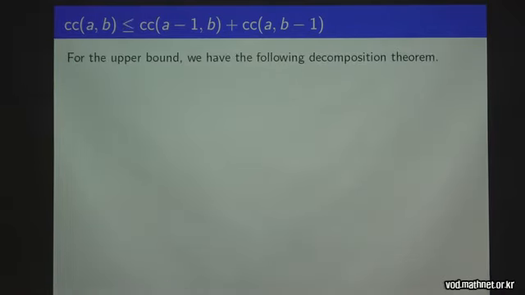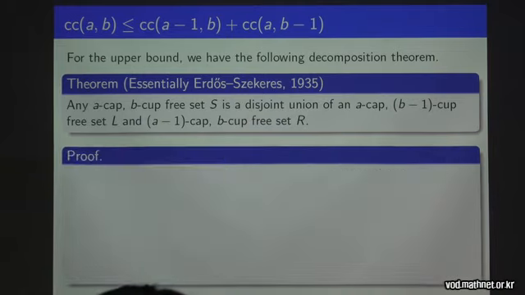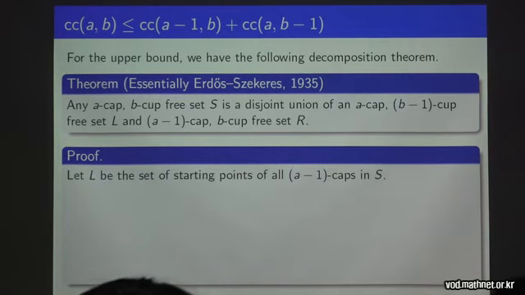Now let me prove the upper bound part. For the upper bound, we have the following decomposition theorem. They haven't explicitly mentioned it, but this is essentially the argument of Erdős-Szekeres. Any A cap B cup free set is a disjoint union of an A cap B minus 1 cup free set L and an A minus 1 cap B cup free set R. So we can kind of reverse the construction process. So let me give you a quick proof. I'm going to use the board if it's necessary.